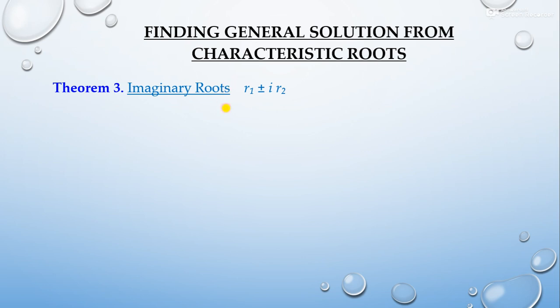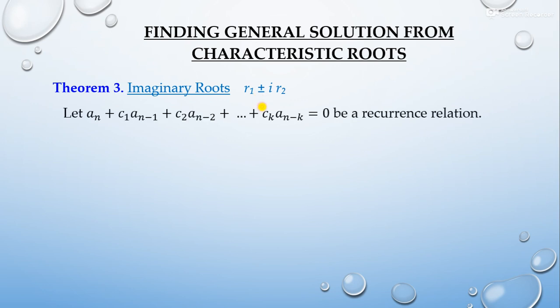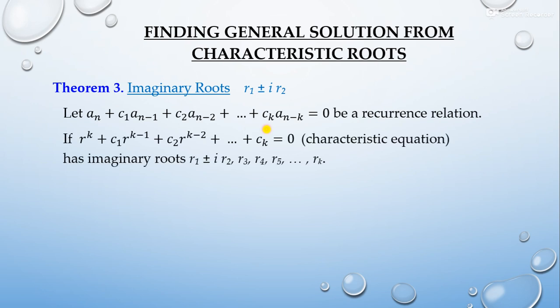If our roots are imaginary, what are imaginary roots? Like two roots r1 plus minus i r2. Always when we talk about imaginary numbers, we have the combination plus minus. So now this is our recurrence relation, and this is our characteristic equation. Suppose we have imaginary roots, r1 plus minus i r2, and the others are different roots.